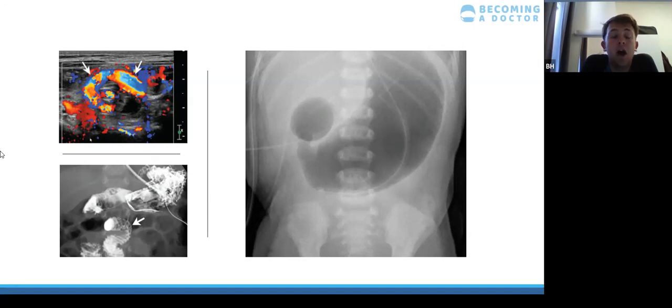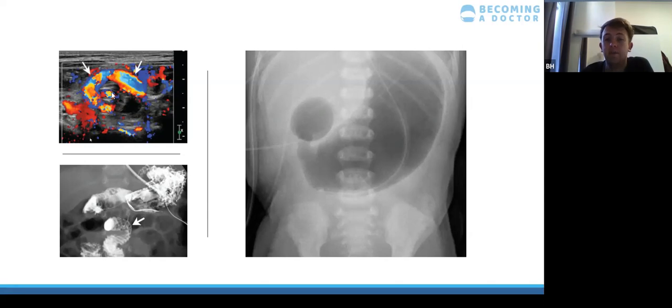There are other tests. At the top is a picture of a colored duplex ultrasound scan, and you can see blue venous blood twisting around the red arterial blood, representing the superior mesenteric vein twisting around the superior mesenteric artery. An ultrasound can diagnose malrotation, but it's less useful. So can a barium enema, where you could see the cecum in the right upper quadrant. Again, less useful.